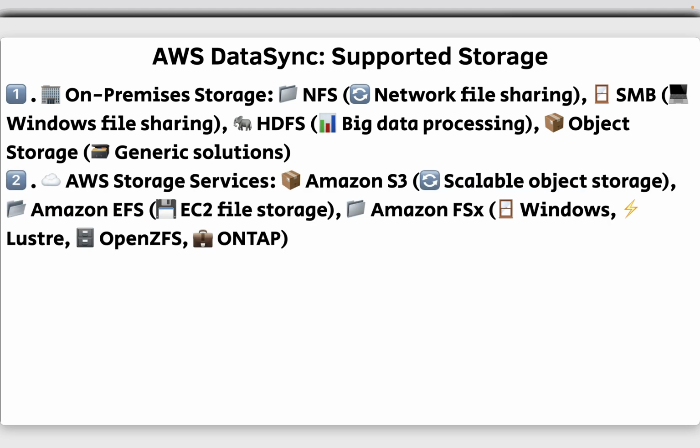Second, AWS storage. DataSync seamlessly integrates with a wide range of AWS storage services. This includes Amazon S3, the Scalable Object Storage Service, Amazon EFS, Elastic File System, which provides scalable file storage for use with Amazon EC2, and several Amazon FSx options such as FSx for Windows File Server, FSx for Lustre, which is designed for high-performance computing, FSx for OpenZFS, and FSx for NetApp ONTAP.